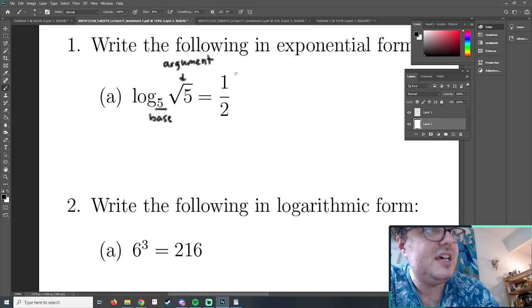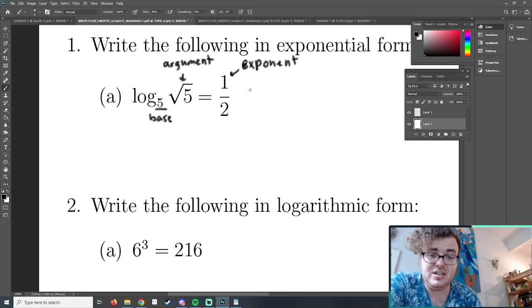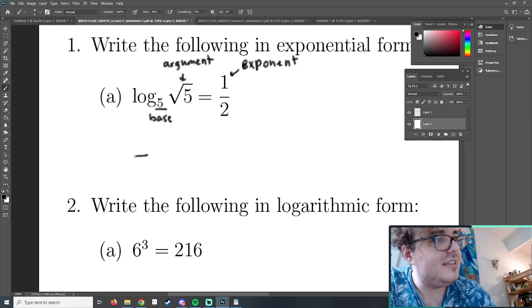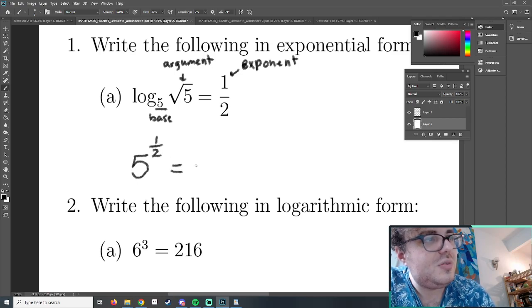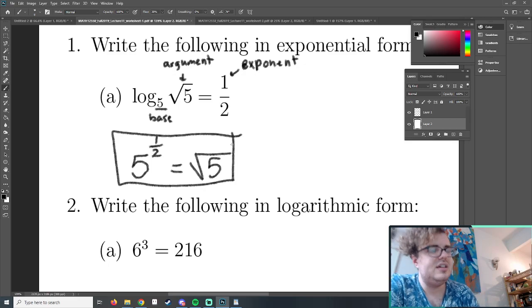It's not a subscript. And then you could think of this as either the answer, or as I like to think about it, the exponent, because the answer to a logarithm is a question, and the question is, what exponent do I raise my base to get my argument? So its answer, its value, is always an exponent. This is the same thing as saying that the base, 5, raised to the exponent 1/2 equals the argument, square root of 5. So this would be that phrase rewritten in exponential form.